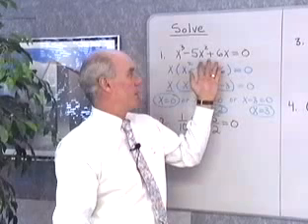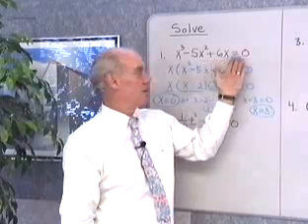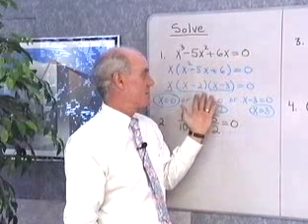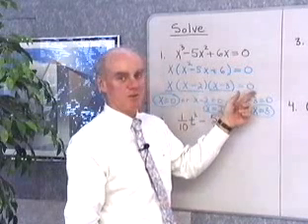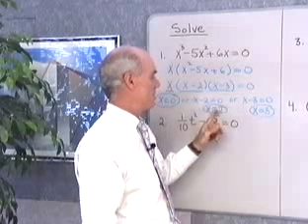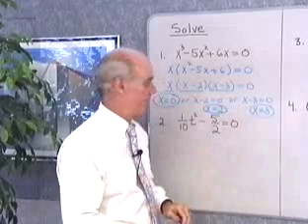So I have a polynomial equation right here in standard form. I factor the left side, and then once I get it factored completely, I set each of the factors equal to 0. Each of those factors being 0 gives me one solution to the equation.